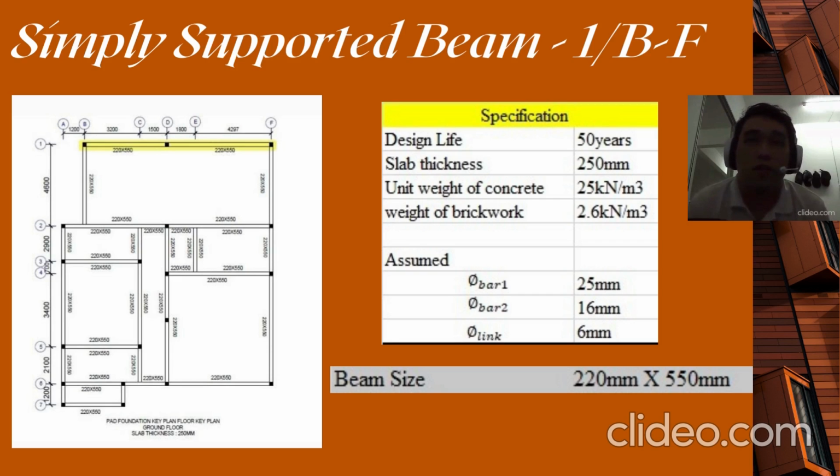The slab thickness I think is 250 millimeter. The unit weight of the concrete is 25 kilonewton per meter cube, and the weight of the brickwork is 2.6 kilonewton per meter cube. And I assume the bar 1 is 25 millimeter, bar 2 16 millimeter, and my link I take 6 millimeter. As you can see, my beam size is 220 millimeter times 550 millimeter.